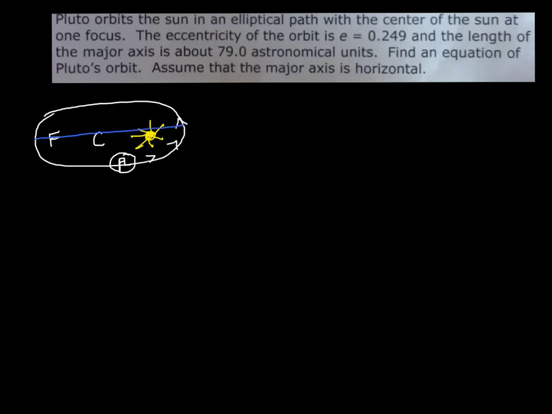So I know that 79 is 2 times A. If I divide that in half, that's going to give me 39.5. And I'm going to square that, and I get 1560.25. Now the center. What do we assume the center is if there isn't one given to you? The center is going to be 0, 0. And I'm assuming the major axis is horizontal.